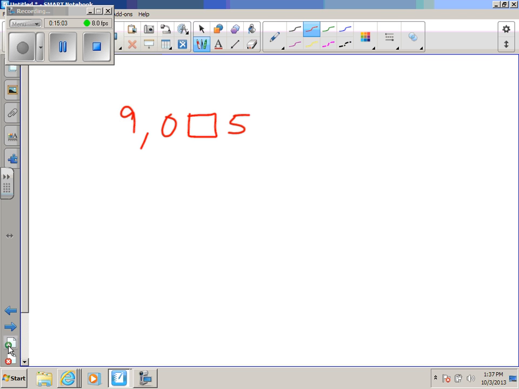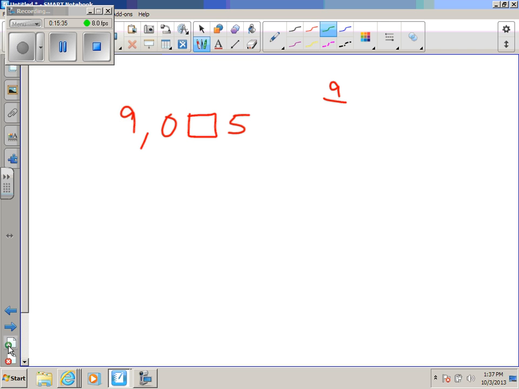It's 9,000, and then you have nothing in the hundreds place. You have a missing number in the tens place, and a 5. I want to make this divisible by 9. So what would I have to do in order to get this number, 9,000 something, divisible by 9? Try all the numbers. What's the rule for 9? The sum of the digits has to be divisible by 9.